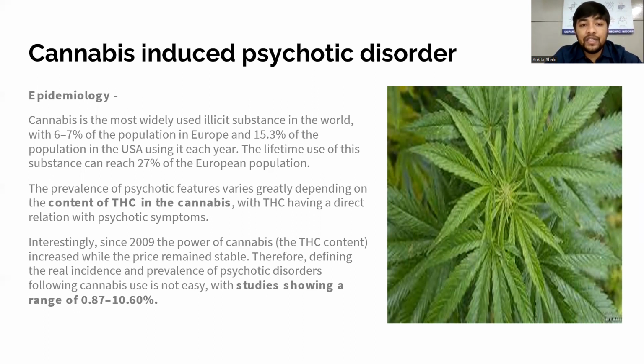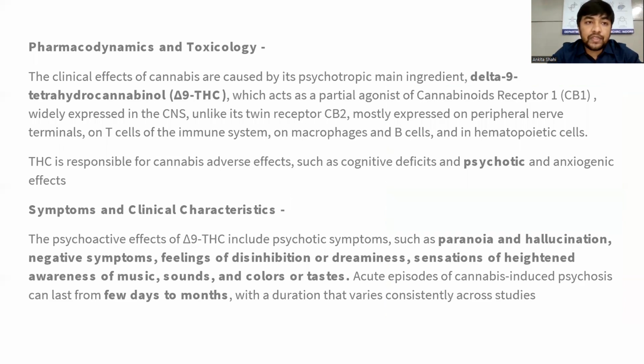Content of THC is what matters here. The content level of THC is directly proportional to the psychotic symptoms. Interestingly, since 2009, the potency of cannabis has increased while the price has remained the same. Therefore, defining the real incidence and prevalence of psychotic disorders following cannabis use is not easy. But whatever data we have, studies show a range of 0.87 to 10.60%.